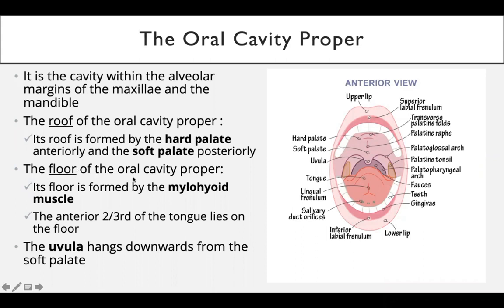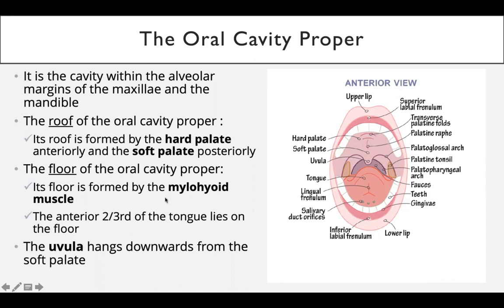Okay, the floor of the oral cavity. If we talk about the floor of the oral cavity, we say its floor is formed by the mylohyoid muscle. It's not seen here, it's below the tongue, and the anterior 2/3 of the tongue lies on the floor. So the floor of the oral cavity proper is formed by a muscle. This is the second muscle we are learning, mylohyoid. Why does it come with this name, mylohyoid? Because it is attached to the hyoid bone. We will see it later.